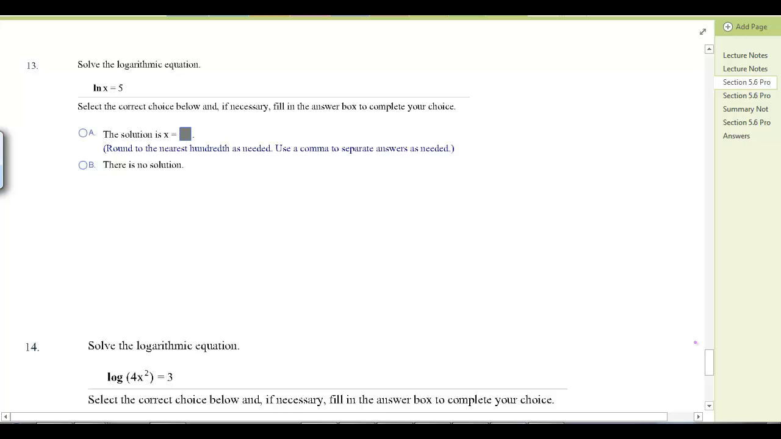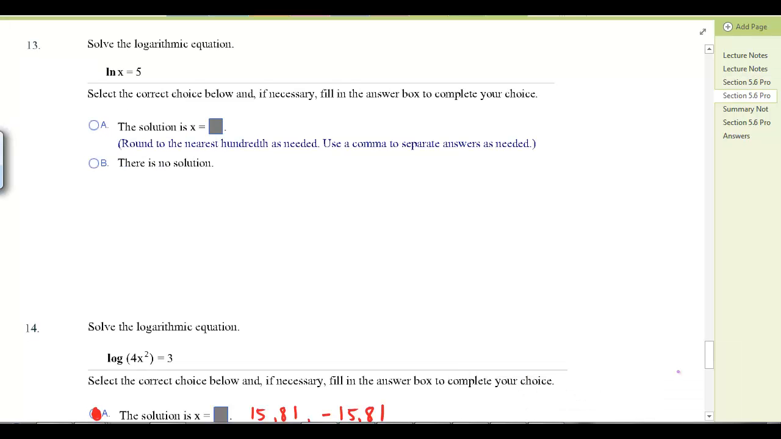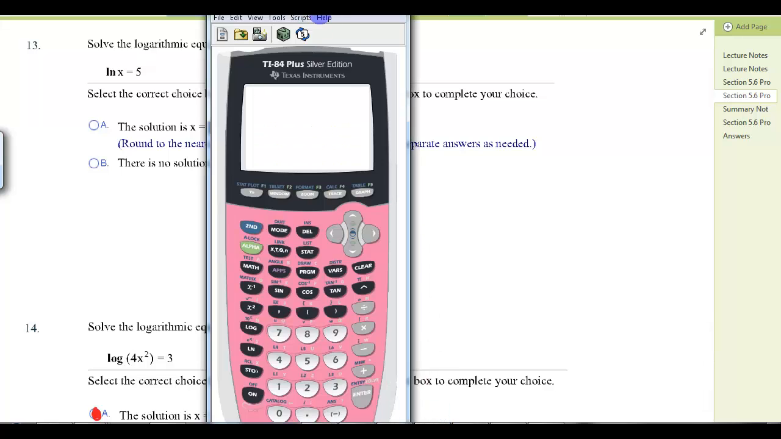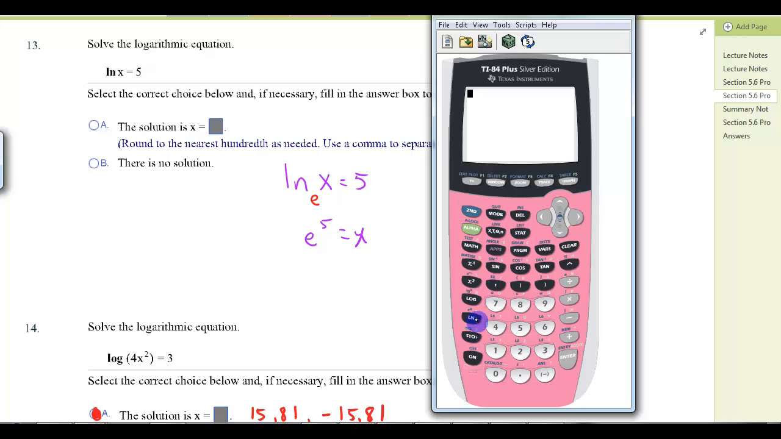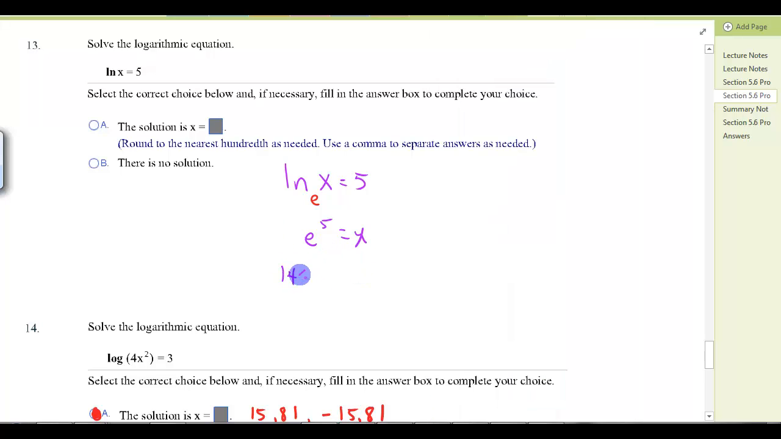All right, number 13. ln x equals 5. All right, so we have another log equation, ln of x equals 5. Let me write that down here. ln x equals 5. We don't have a base written. It's not 10. When you have ln, the understood base is e. So we're going to have e to the 5th equals x. Now let's go to the calculator. To get e, we do second ln. That gives us an e raised to a power. We're going to put the 5th and hit enter. And our solution says round to the nearest hundredth, so we would be 148.41. 148.41 equals x. So we'll go here and we'll put our 148.41 here.